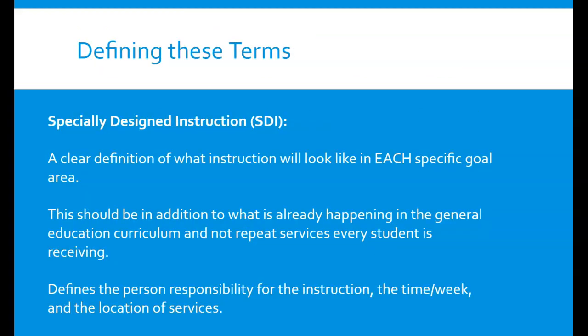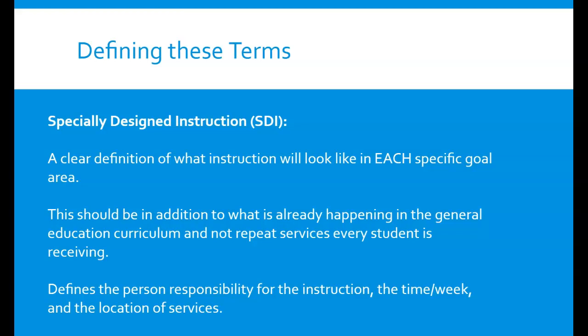So as we go through, I'm going to define each of the terms and show you how you would complete that in the written document. So specially designed instruction is a clear definition of what that instruction is going to look like for each specific goal area. So if I have a goal for reading fluency, I'll have a clear definition of what my instruction for reading fluency will look like.